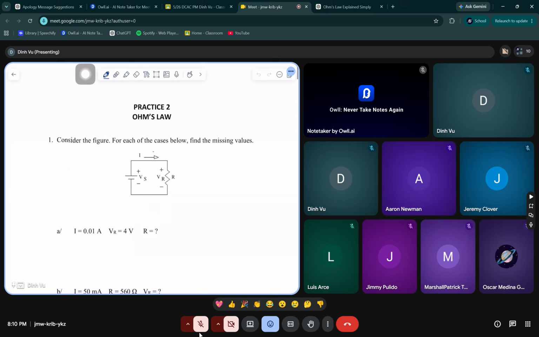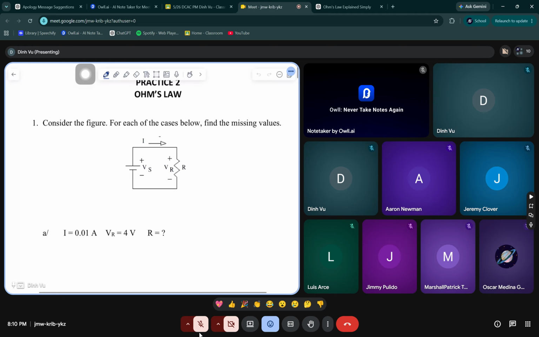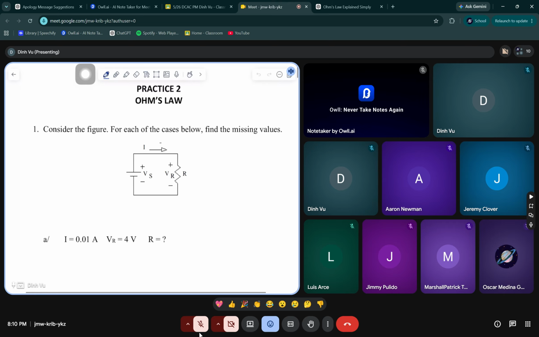Now, we practice on Ohm's law. We are given the current 0.01 ampere, voltage 4 volts. Calculate resistance.